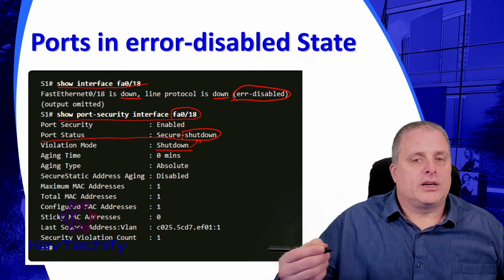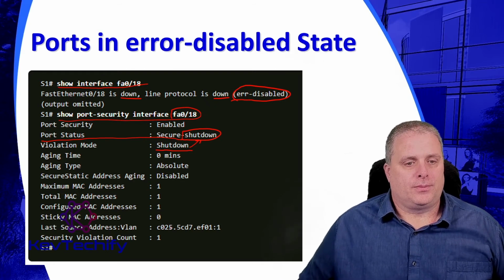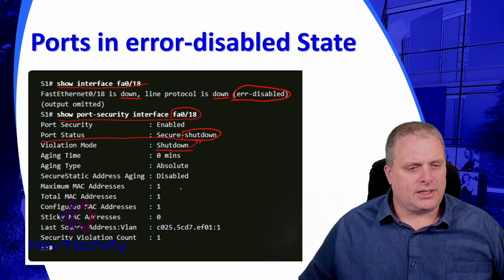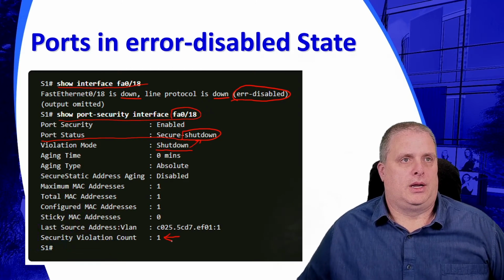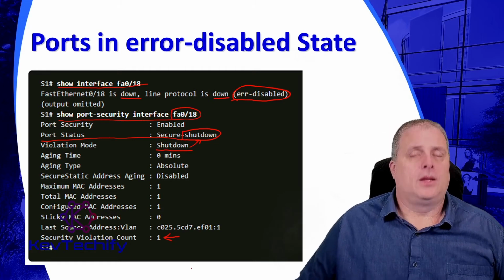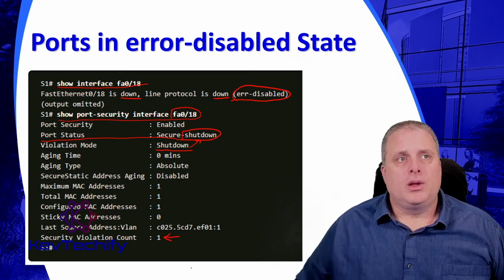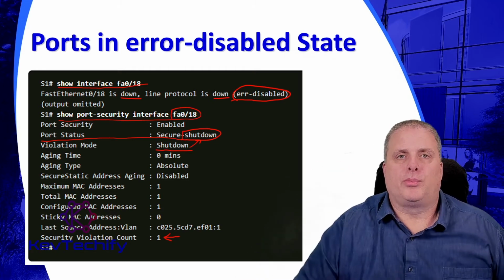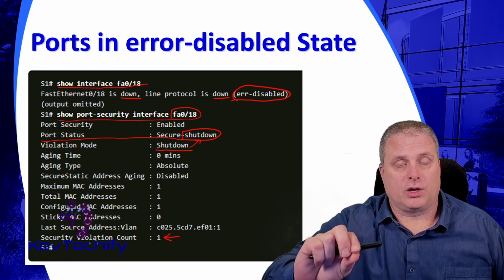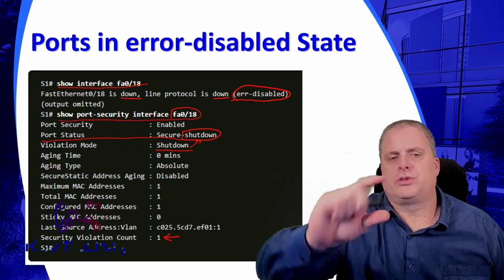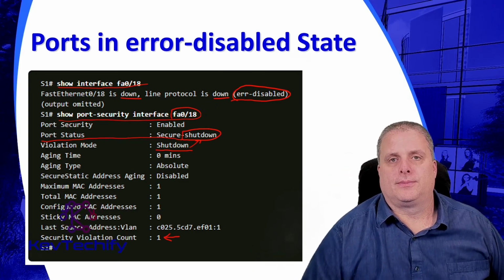Now, when it does go into err-disabled mode, notice that our security violation count has incremented by 1. Once you take care of your problem, go ahead and re-enable the port. That is shutting the port down with the shutdown command and then turning it on. You can do those two commands back to back.